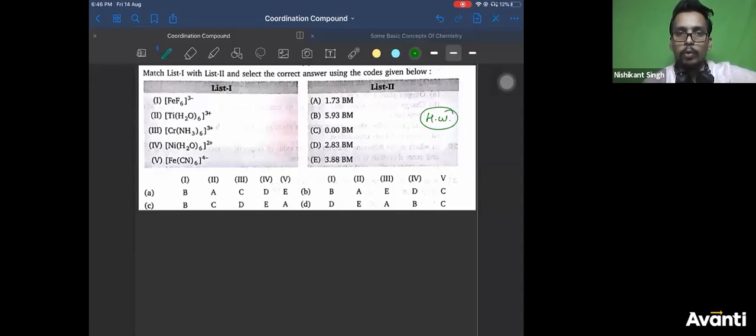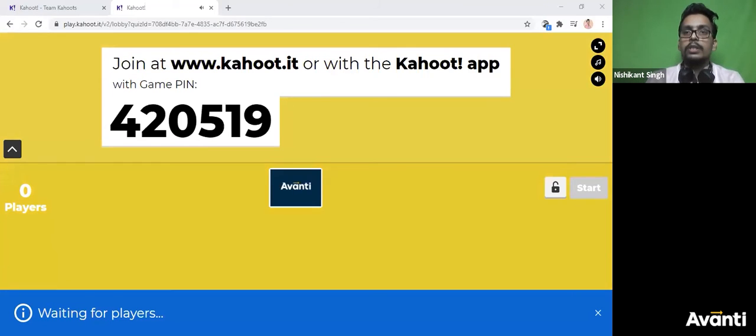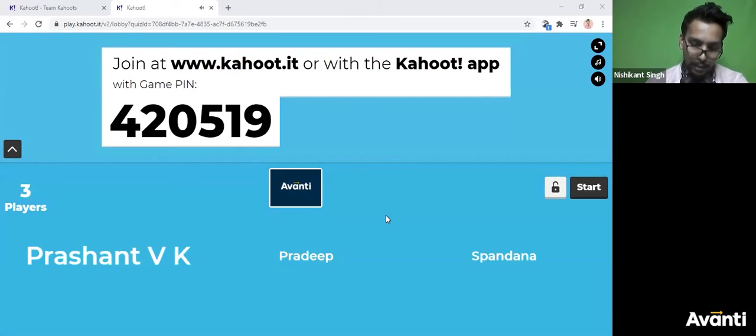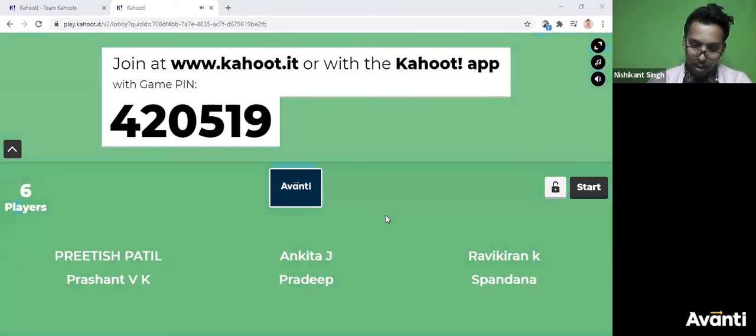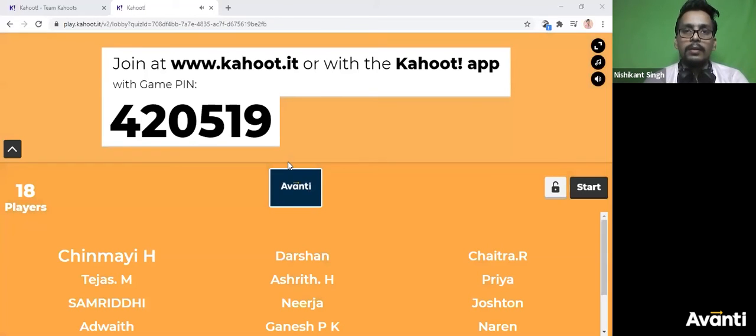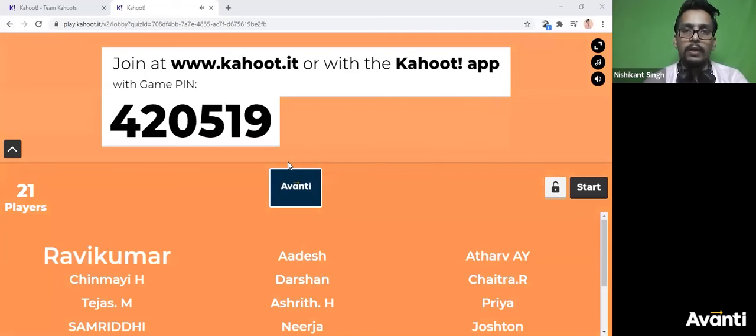Carbonic acid is CO3 2 minus Khushi. It is not carbonate ion Khushi. It was CO3 ligand. CO3 times. So if you take carbonate, your complex itself will not be stable. It is a octahedral complex Khushi. It's not a tetrahedral complex. So you guys can see the game pin. Khushi, that was a octahedral complex.